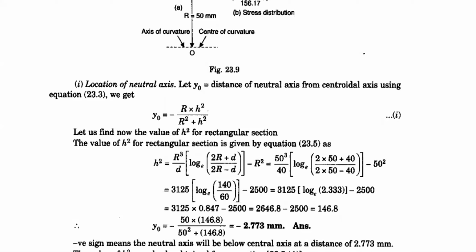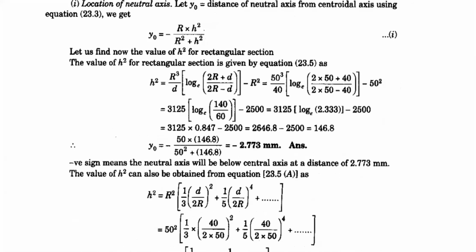So y naught equals minus R into h square by (R square plus h square). Substitute and you will get minus 2.773 mm, which means the neutral axis will be below the central axis at a distance of 2.773 mm.